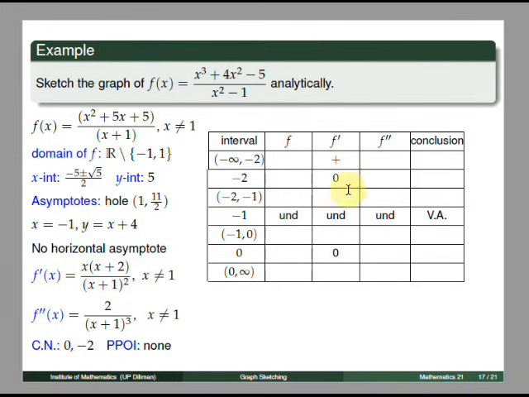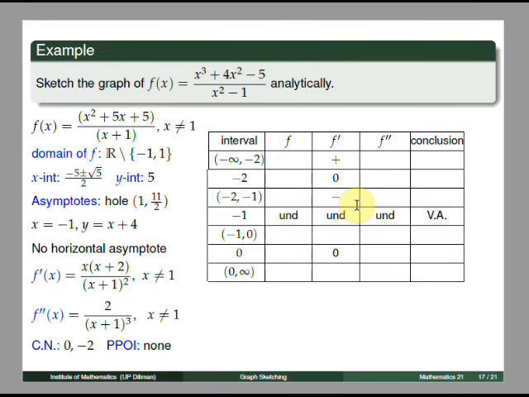Alright, so I will do one more. From negative 2 to negative 1, what value of x? We can check the value negative 3 halves, or negative 1.5. If we substitute negative 1.5 here, negative 1.5 is negative, negative 1.5 plus 2 is positive. So therefore we have a negative and positive, and hence f prime has a sign of negative.